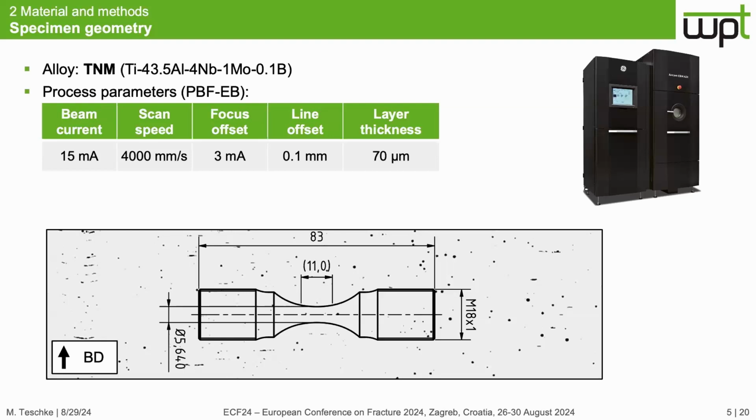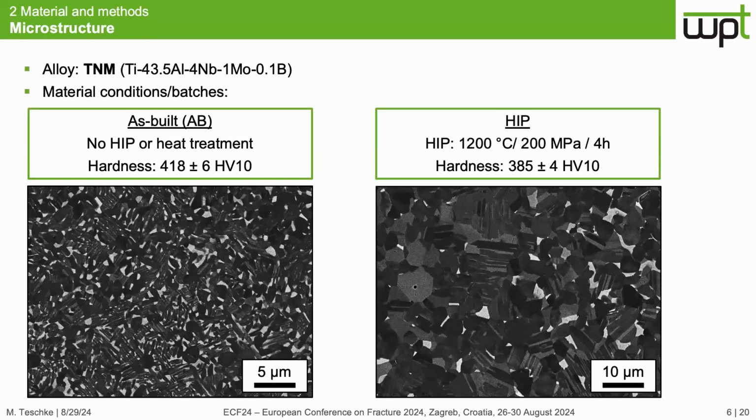All specimens were manufactured orthogonally to the building direction, then separated with wire cut EDM, turned into the here shown specimen geometry, and then the surface was polished to exclude the influence of the surface in the first step. We investigated two conditions. First, the as-built condition with no further heat treatment or hot isostatic pressing, and the additionally hot isostatic pressed condition. We see here shown the parameters for the hot isostatic pressing.